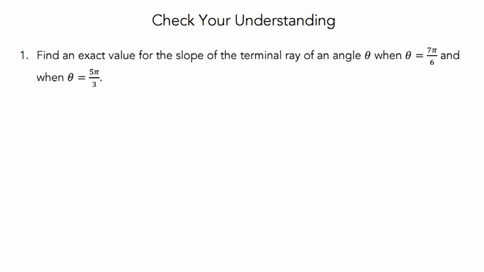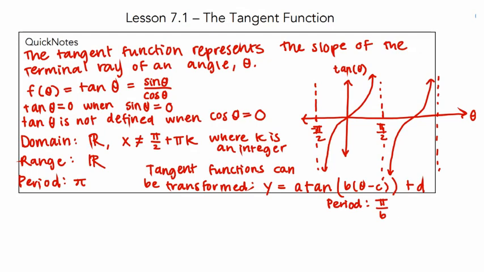Now, let's go back one slide for just a second here. The tangent function represents the slope of the terminal ray of an angle. What that means is this.